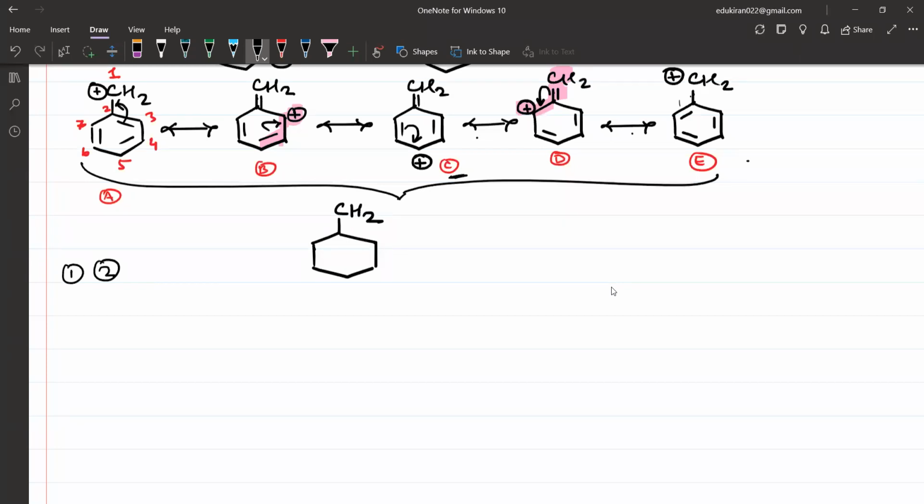Double. What about the D structure, single or double? Double. What about the E structure? E structure में single है, carbon number 1 and 2. Look at this E structure. What is the bond? Single. That means sometimes this bond is double, sometimes this bond is single. इसका मतलब this is a partial double bond.